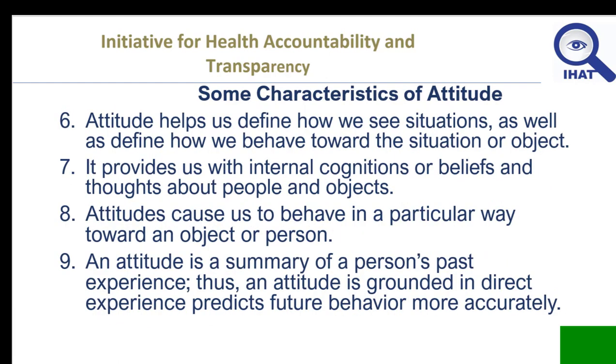Furthermore, attitude helps us define how we see situations, as well as how we behave toward the situation. It provides us with internal cognitions or beliefs and thoughts about people and objects. Attitudes cause us to behave in a particular way towards a person. An attitude is a summary of a person's past experience. Thus, an attitude grounded in direct experience predicts future behavior more accurately.